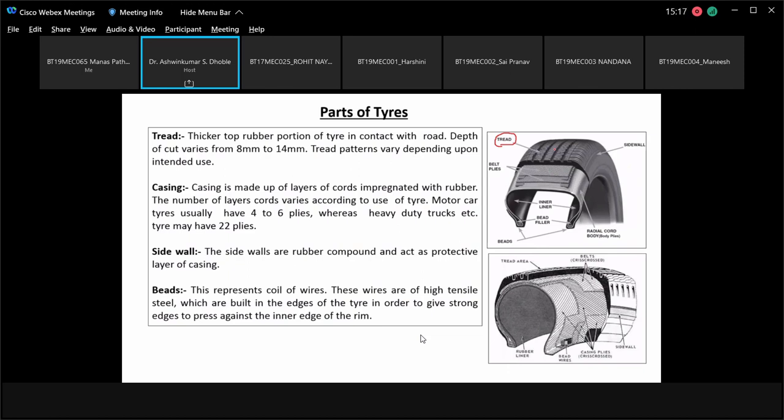Tread patterns vary depending upon the intended use. If you see off-road vehicles, for example a tractor tire, they have very little tread compared to your automotive passenger vehicle tire. And what is the significance of the treads? Can anyone tell me? What do you feel the treads might be doing in the tire? So the tread is this outer portion of the tire. If you see the outer portion of the tire of your vehicle, you will find that there is a typical pattern engraved on it. So what might be the purpose?